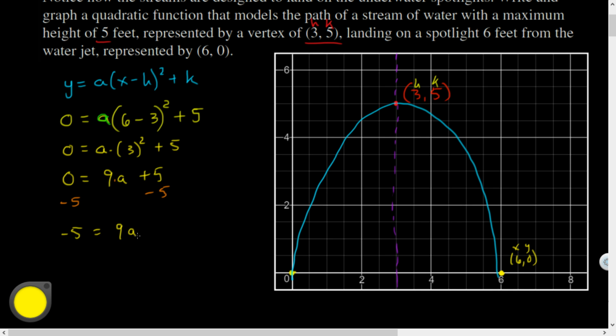So 9a equals negative 5. And now what? Yeah, divide both sides by 9, and I can solve for a. I can see that a is going to equal negative 5 ninths.